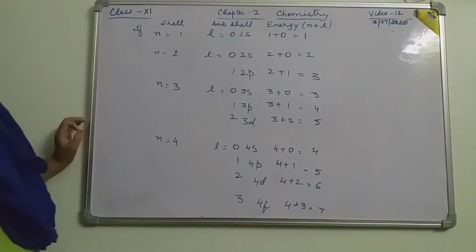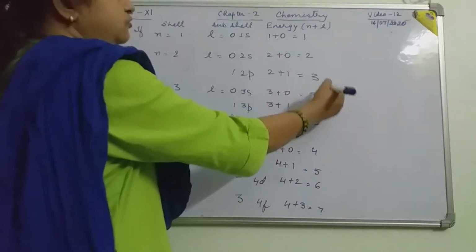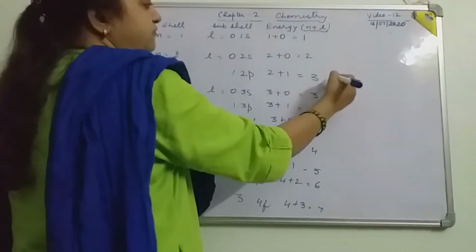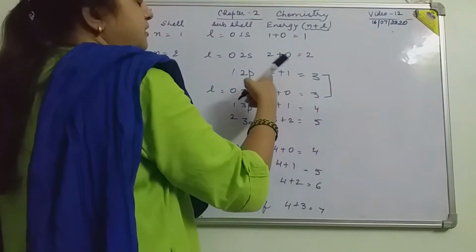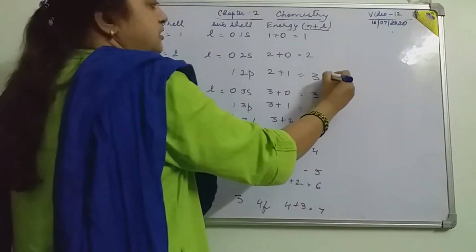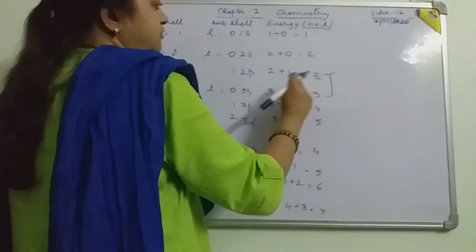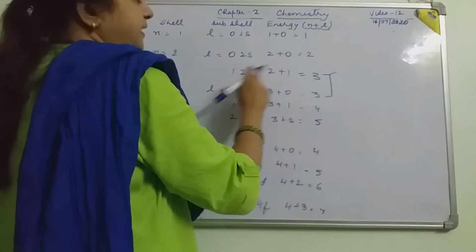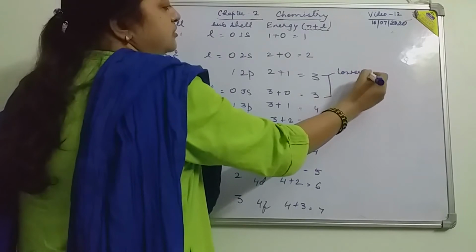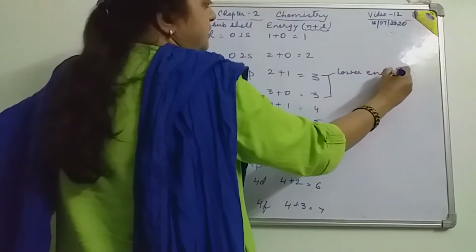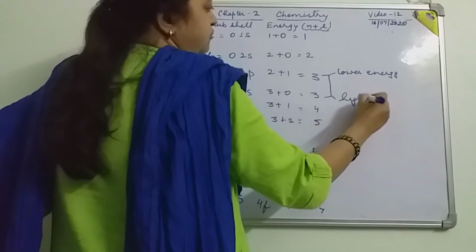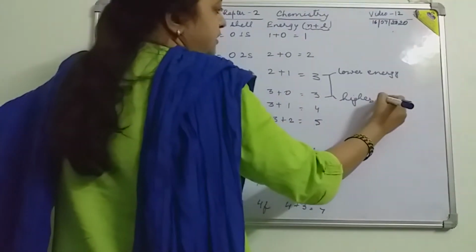If the n plus l values of two orbitals are the same, the orbital with the lower value of n is considered to have lower energy. So 2p is at the lower energy state; this is lower energy and this is higher energy. For the same value, we consider the principal quantum number.